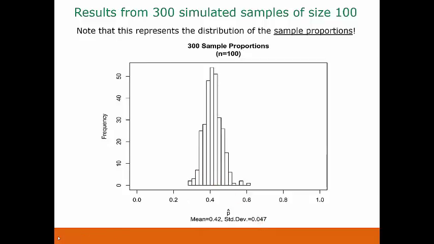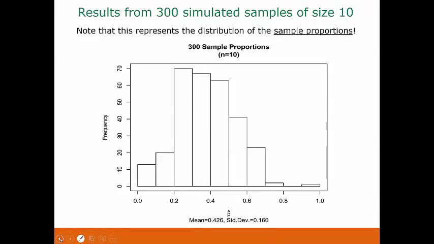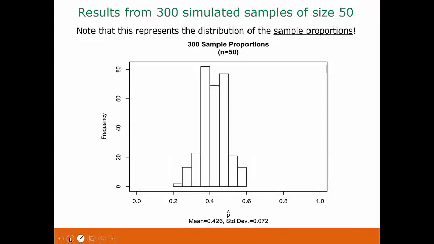So if you compare the three graphs, what's happening is that our standard deviation keeps getting smaller, which means our values are more closely grouped around the mean. So here was the last one, which was a little bit more spread out, and for the samples of size 10, it was even more spread out.